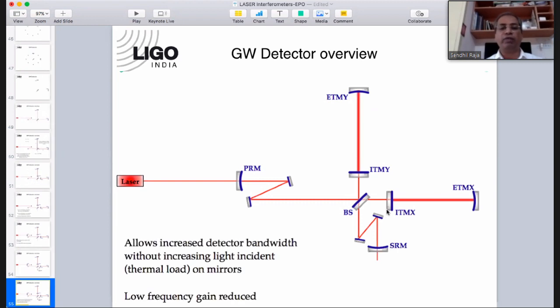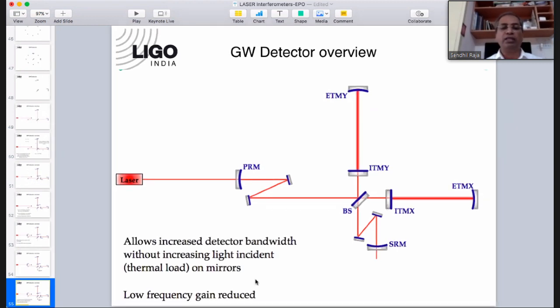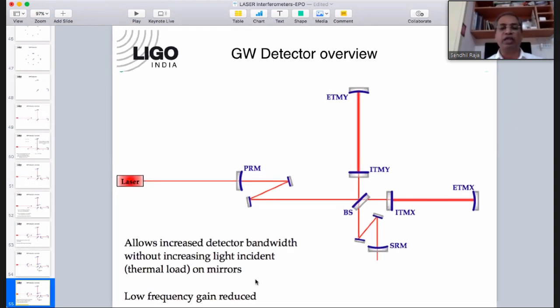And we'll look at that also. And this comes again at the expense of the low frequency gain being reduced, but that's fine. But at a larger bandwidth increase, it is of intermediate interest to the gravitational physics people.